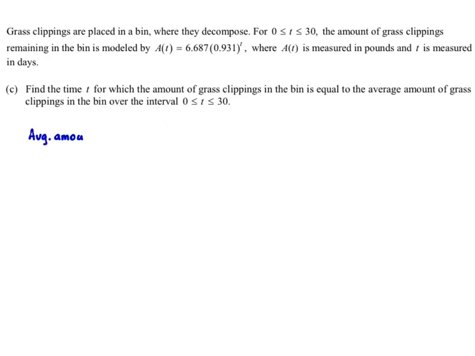So that will be the average amount. So 1 over 30 minus 0 times the integral from 0 to 30 of a of t dt is the average amount of grass clippings. And we can just use our calculator to get that numeric value. That's going to be 2.753.